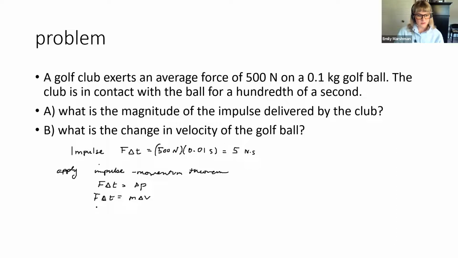I've already solved for impulse, so I have the number that will go on the left side of my equation, and I know the mass of the golf ball is 0.1 kilogram. Delta V, let's think about what that's going to be. Final velocity minus the initial velocity. The final velocity is what we're looking for, the change in the velocity, right? It starts out at 0 meters per second. It ends up at some final velocity, right, after I hit it. So the change in the velocity, v final minus v initial, is going to be F delta t, the impulse, divided by the mass. Divide both sides by mass.